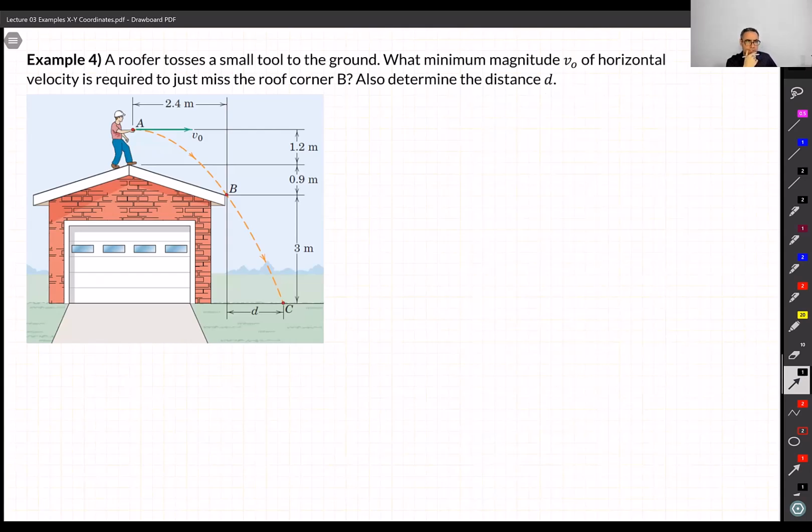So it says this boy is throwing a ball, or no, a tool out of this roof, and we want to know what should be its initial speed, v0, so that this ball just passes point B, right? This is the question. So always we start with setting up our X and Y. And for this sort of motion, if you set your origin at the point where the ball is being shot, maybe it makes our life easier.